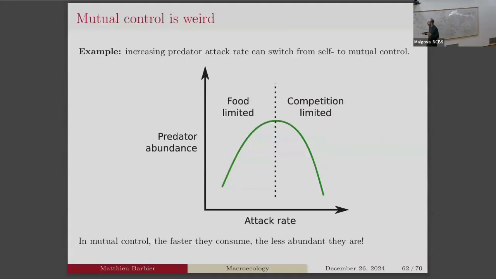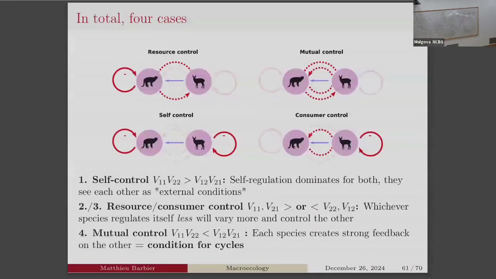Okay, I just wanted to say one more thing about this mutual control situation where somehow the predator controls the prey and the prey controls the predator. Intuitively, this is the only scenario in which you could have cycles. Why? Because what is a cycle?